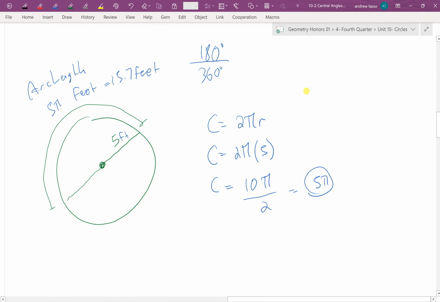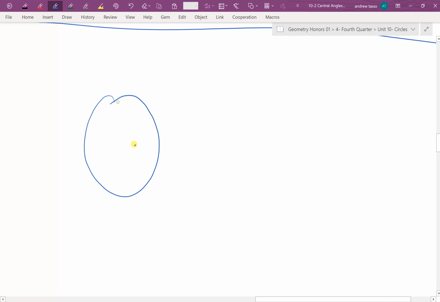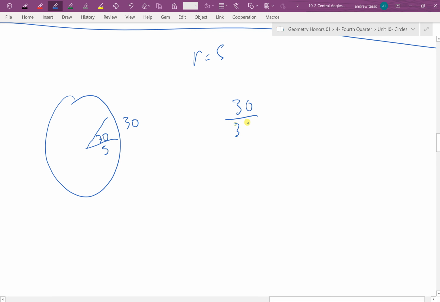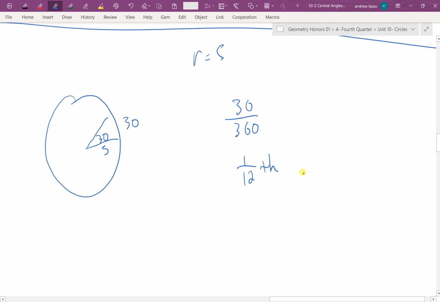So in general, let's say I wanted to go maybe only 30 degrees around the circle. Let's do an example like that. If I went only 30 degrees around the circle, and again my radius was equal to 5, how would I calculate how far I've gone? Well, it's 30 degrees out of 360. If you reduce this in your calculator, 30 out of 360, Math, enter, enter, you get 1 out of 12. So this means you went 1/12 of the way around the circle.